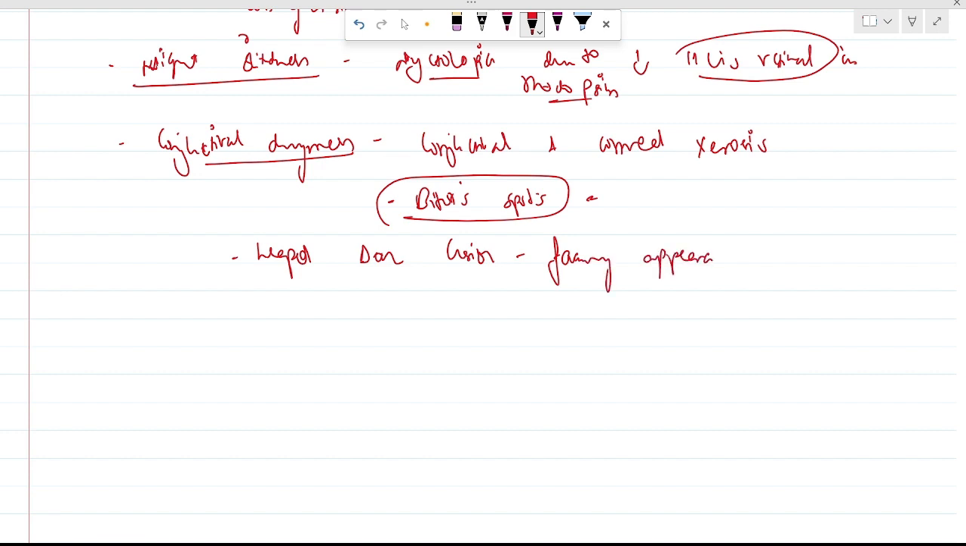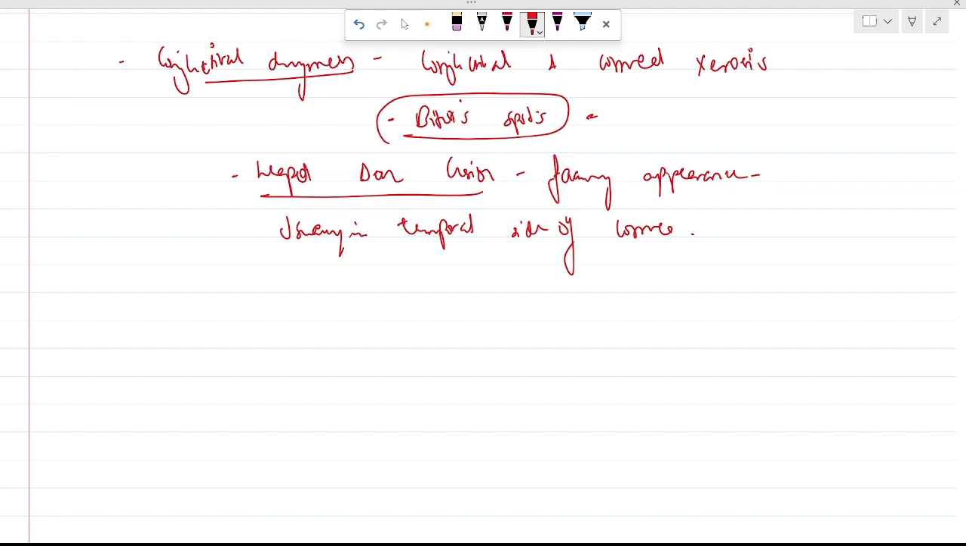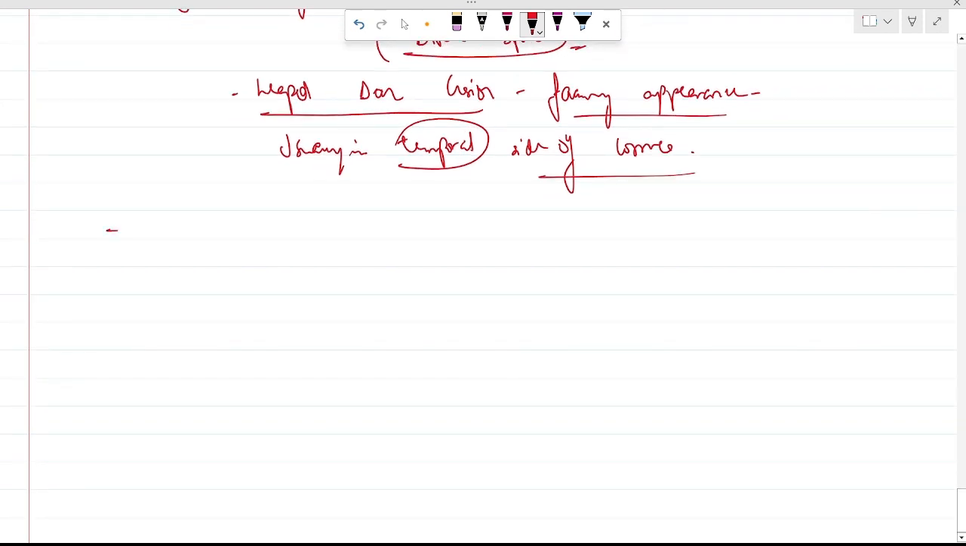You see the diagrams, you will understand. It's a very foamy appearance. It occurs usually in the temporal side of the cornea. Remember, temporal side of cornea. It's a heaped triangular lesion, foamy appearance, usually in the temporal side of cornea. Bitot's spots, from conjunctival dryness. Next we are going to see there is corneal ulcer and keratomalacia. Corneal ulcer and keratomalacia in the eyes.